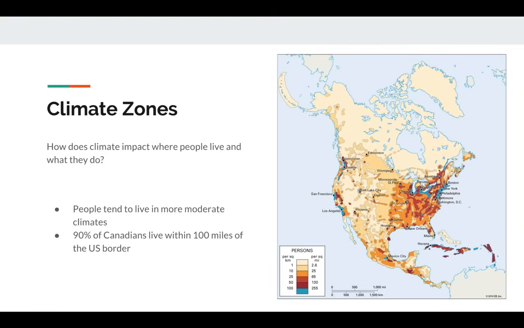So how does climate impact where people live and what they do? People tend to live in more moderate climates. So if you look at our population density map here, you can see where a lot of people live is the humid subtropical and humid continental climates. And then on the west coast, we see the marine west coast climate and the Mediterranean climate here. 90% of Canadians live within 100 miles of the U.S. border. So if you look at all of the highly populated cities and places in Canada, they're all here near the U.S. border.